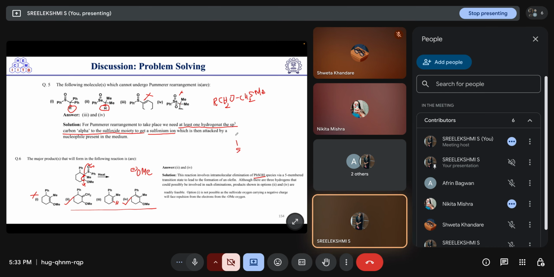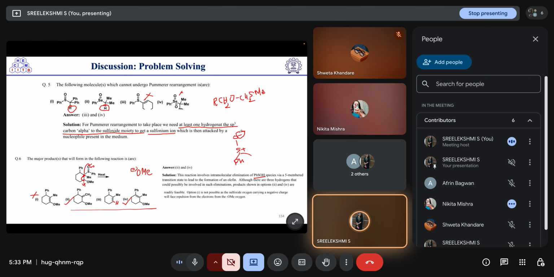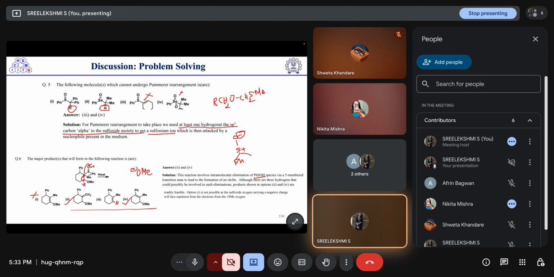And this group also, S, O minus, and here plus, then the phenyl group and the other group are also there. So whether it is possible for this negative charge of this oxygen to take up this OMe? No, there will be repulsion. So the only possibility is proton abstraction and then elimination. So this option is also not possible, right?